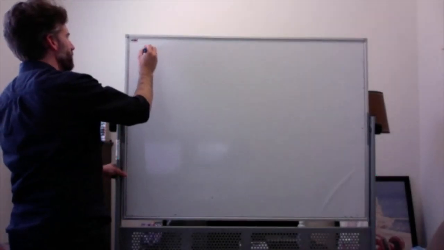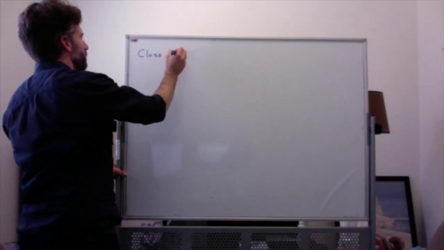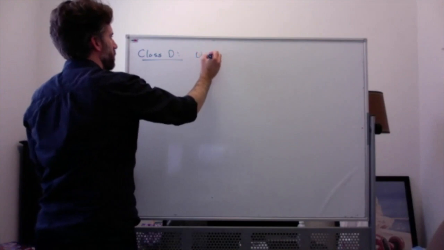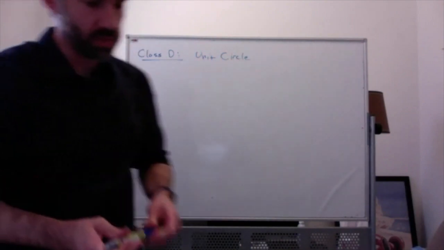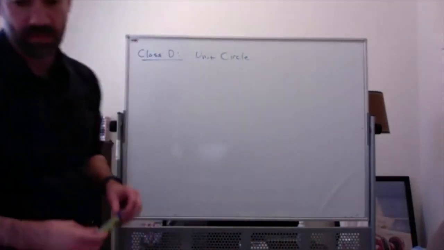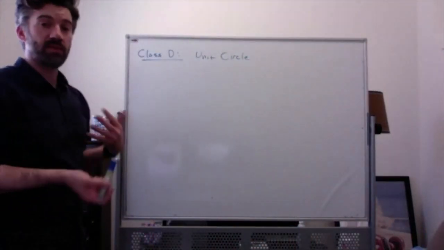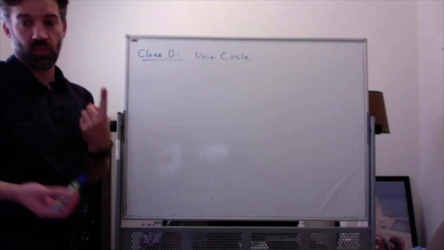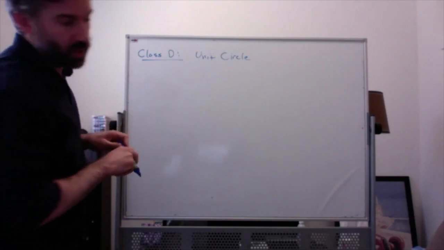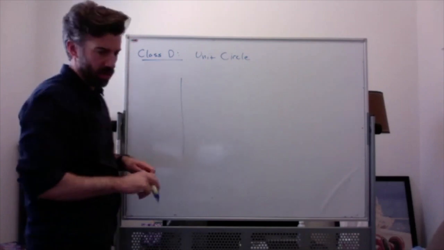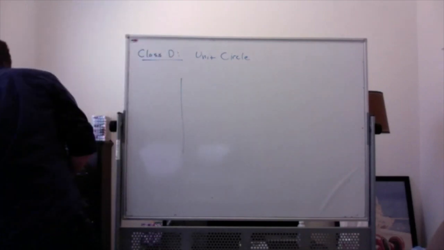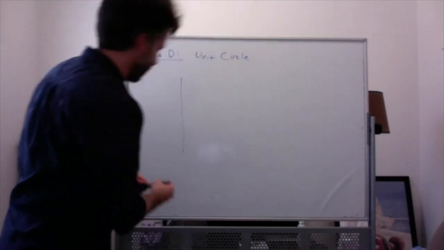Class D. Unit circle. So the unit circle specifically gets its name because the radius of the circle is 1 unit, or just 1. So the unit circle is a circle of radius 1, centered at the origin.